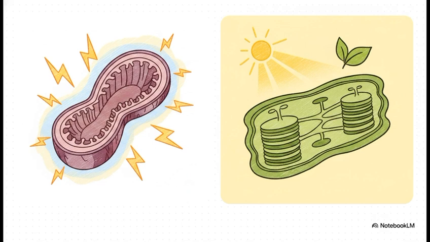On the flip side, we have chloroplasts. Now, these are exclusive to plant cells and certain protists. They contain the green pigment chlorophyll to trap light energy, literally turning it into chemical energy through photosynthesis.